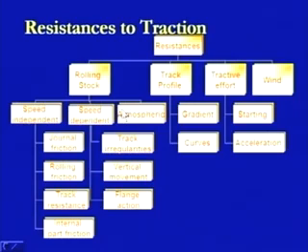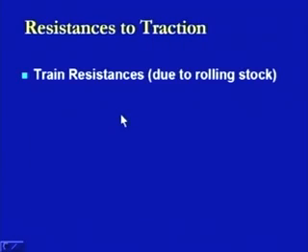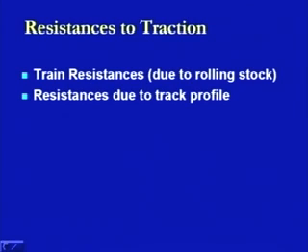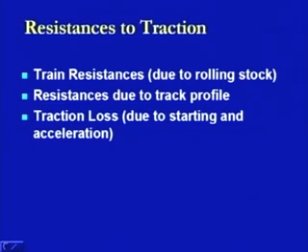We will try to find out the equations or the values by which we can compute them, and finally we can find out the tractive effort. So, we come to the resistances to traction. In the case of resistances to traction, as shown in the previous slide or the chart, what we have found out is that they are the train resistances which are due to the rolling stock, the resistances due to the track profile, the tractive losses which are caused due to the starting of the locomotive or the acceleration of the locomotive, and the wind resistances.